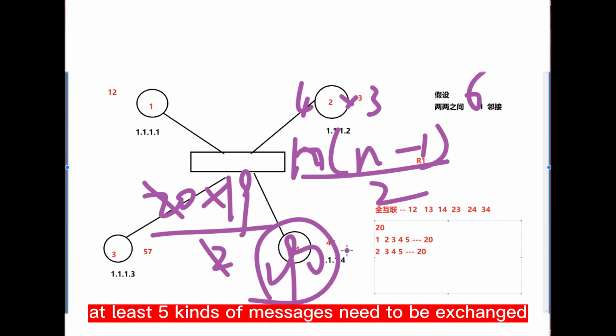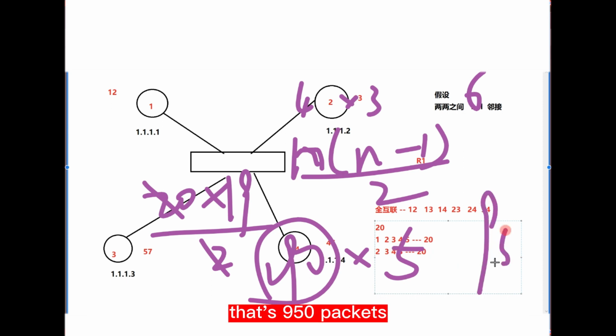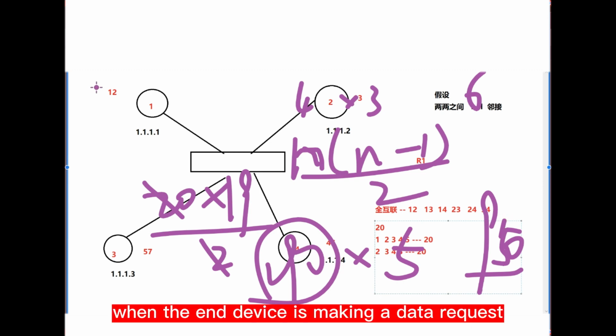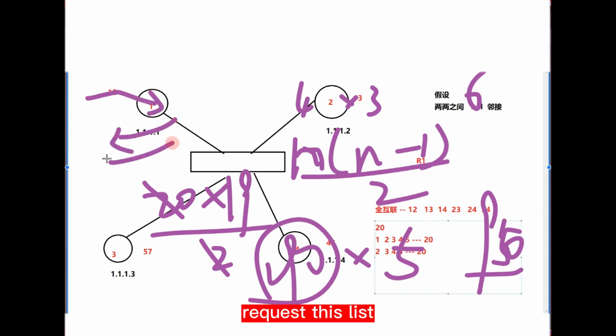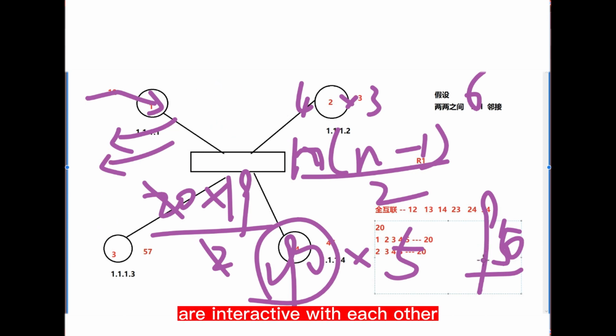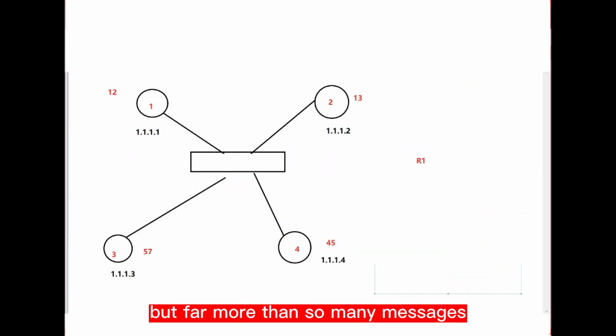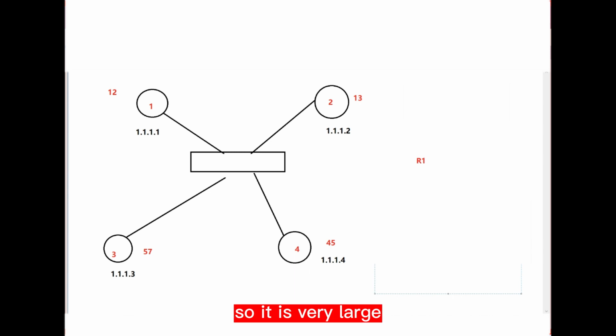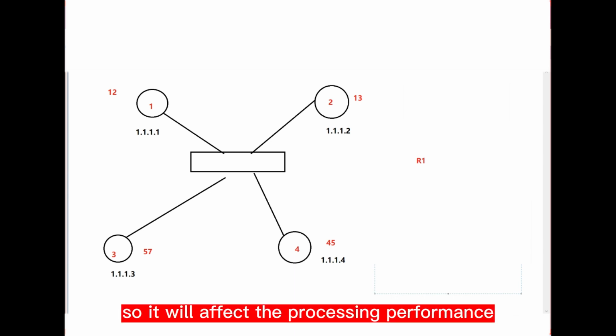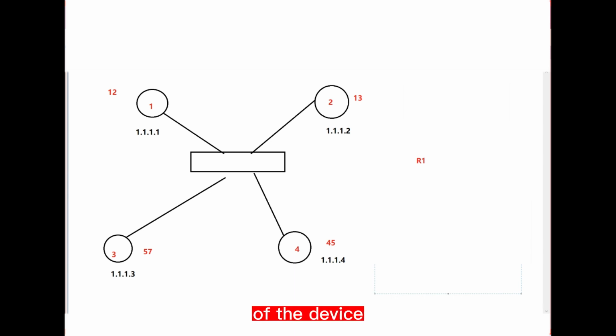At least 5 kinds of messages need to be exchanged. That's 950 packets. Certainly, when the end device is making a data request, requesting this list, it may not be finished once. They are interactive with each other, but it's far more than so many messages, even thousands of messages. So it is very large, so it will affect the processing performance of the device.